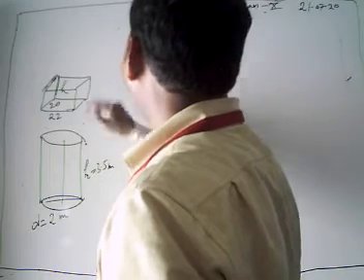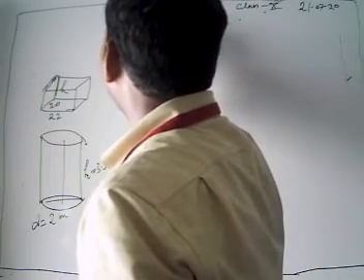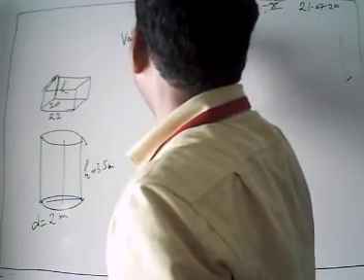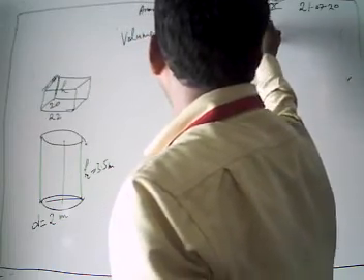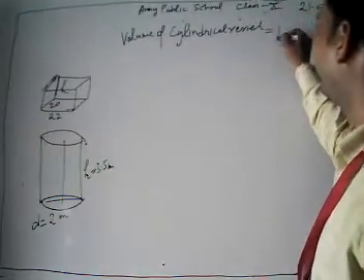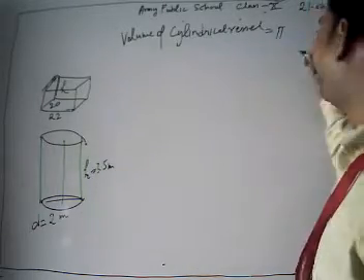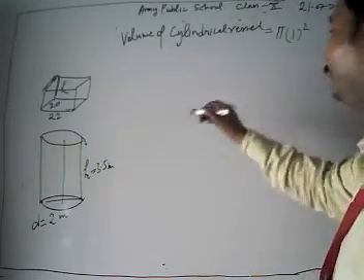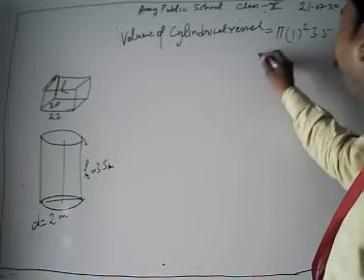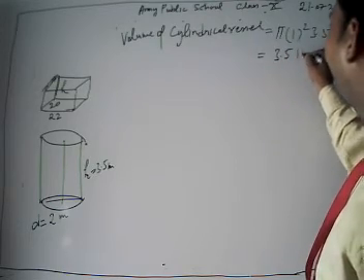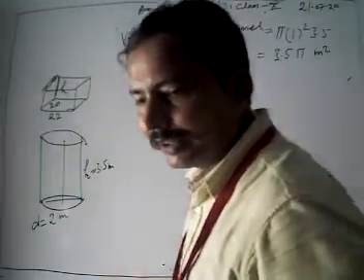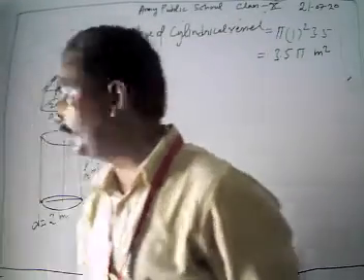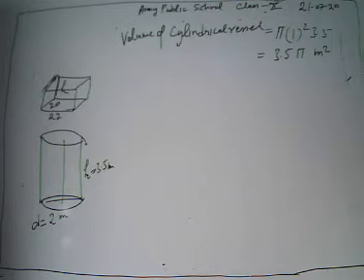Then now what do we do? We are going to find the volume of the cylindrical vessel. What is the volume of the cylindrical vessel? It's given by pi r square h. Here r is 1, h is 3.5. Then we get 3.5 pi meter cube as the volume of our cylindrical tank.